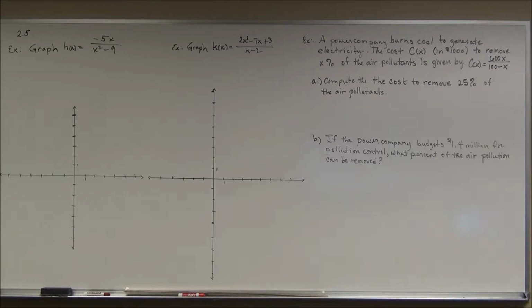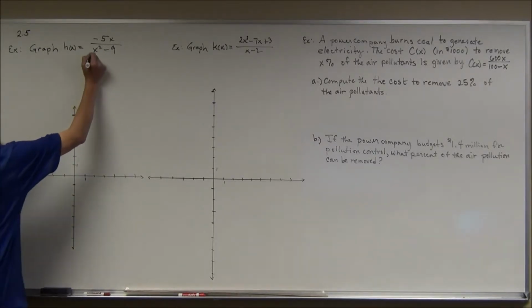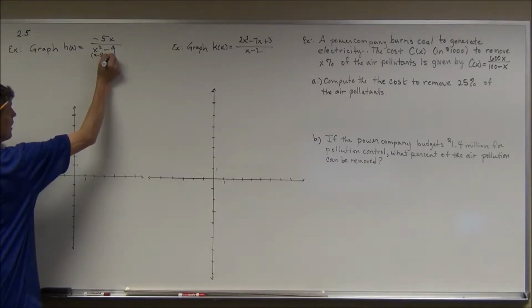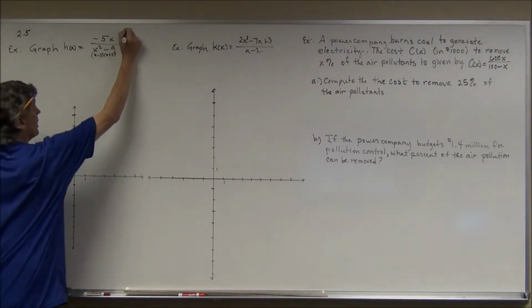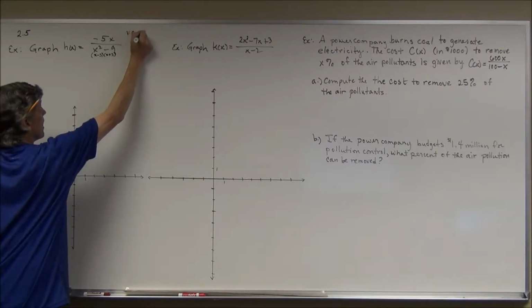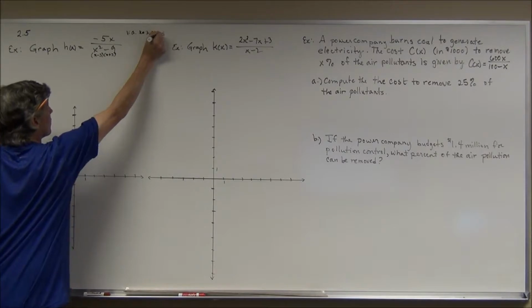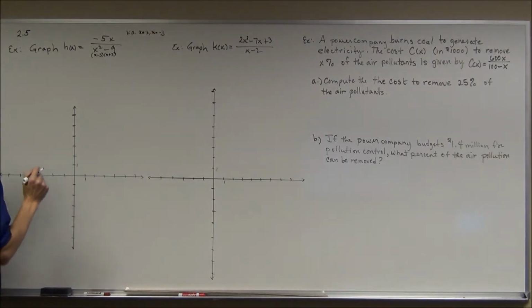Notice that in this first equation, h of x is equal to negative 5x all over x squared minus 9, that x squared minus 9 factors to x minus 3 times x plus 3. So that looks like I have two vertical asymptotes. I have x equals 3 and I have x equals negative 3. I don't know if you can see that very well. It looks like it's appearing on the screen.